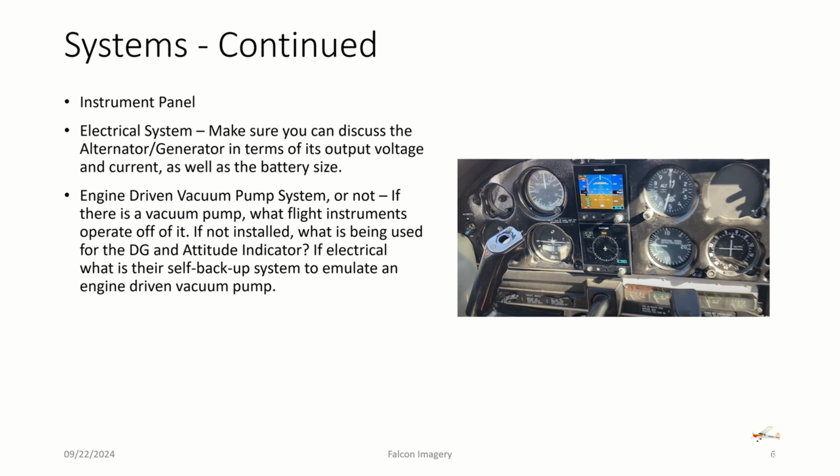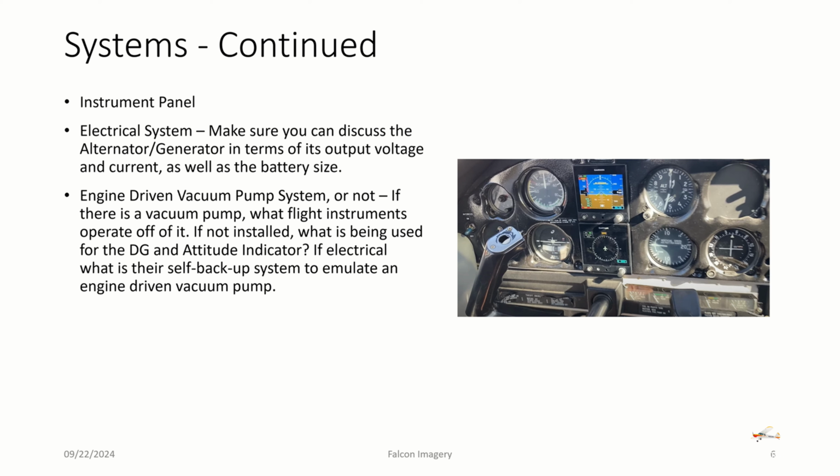Engine-driven vacuum pump system. If your aircraft has it, then what instruments are run on it? What does it mean if we get an alternator and battery failure? Is our engine-driven vacuum pump system still going to run? If your aircraft doesn't have an engine-driven vacuum pump, then what is being used to produce the attitude indicator function and the directional gyro? And of those instruments, how are they somehow being backed up?